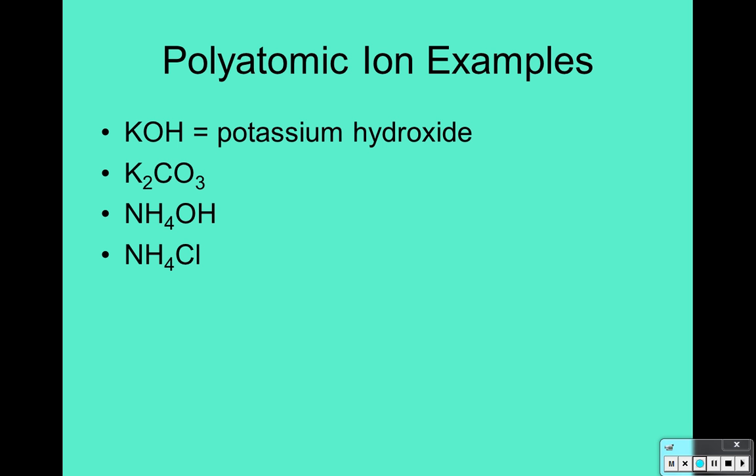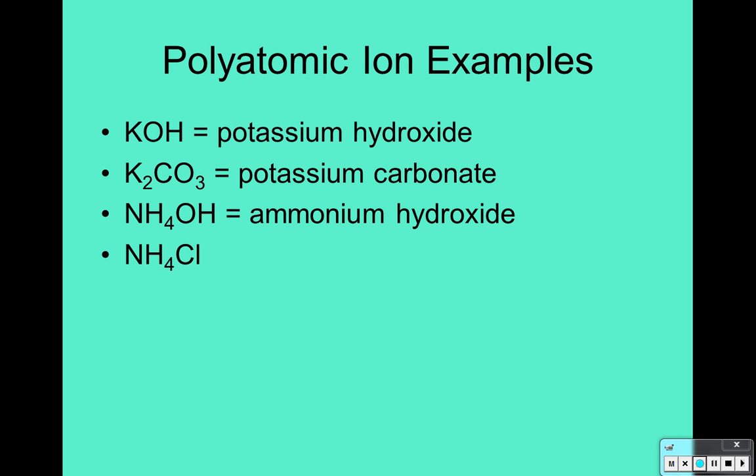So you go ahead and name K2CO3. Go ahead and pause the video, and when you have an answer, start the video again and see if you have the right answer. For K2CO3, you should have gotten potassium carbonate, because the K2 is the potassium ion, CO3 2 minus is carbonate. Now go ahead and name NH4OH. You should have gotten ammonium, NH4 plus is ammonium, OH minus is hydroxide. Now name NH4Cl.